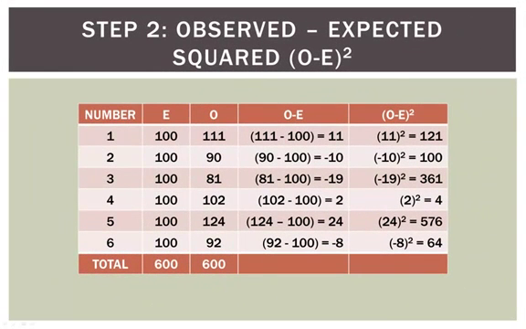In the next step, we take that observed minus the expected and square it. That's it. So for number 1, remember we had 111 minus 100, which was 11. And then in this step, we just square it, which is 121. Then we do that for each of our numbers. So step 1 we subtract, step 2 we square it. That's it.